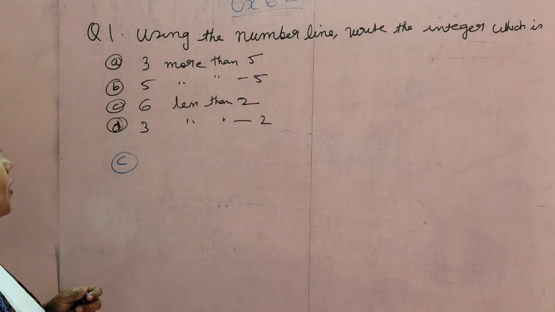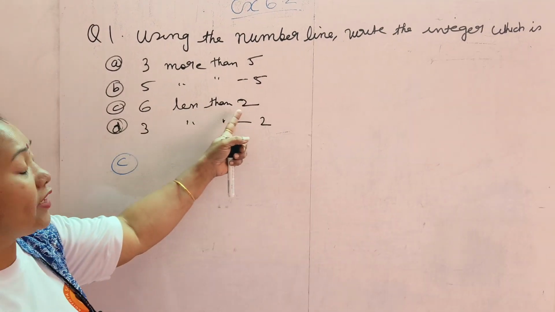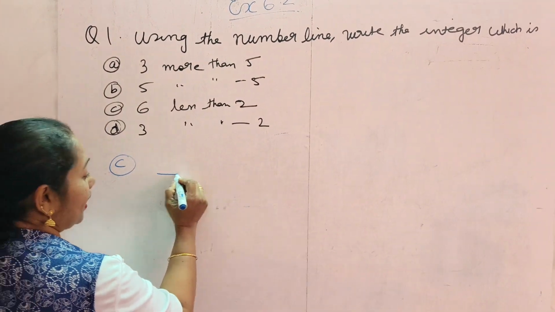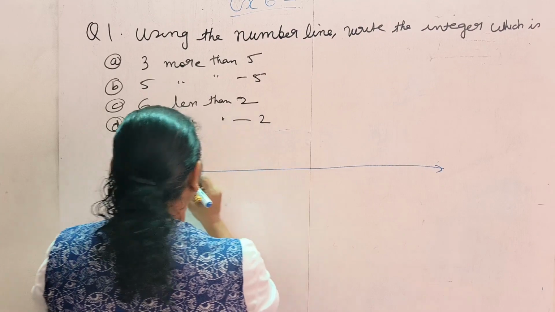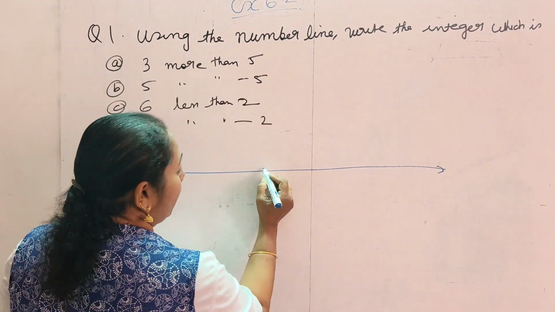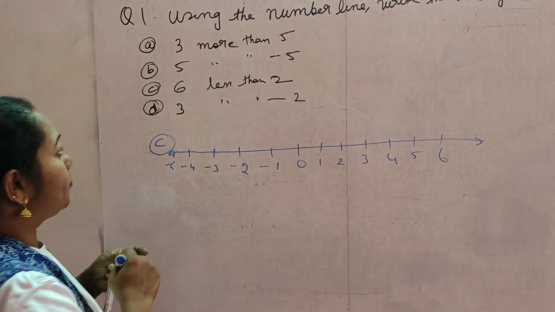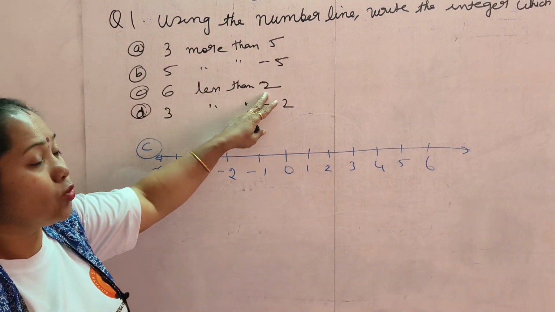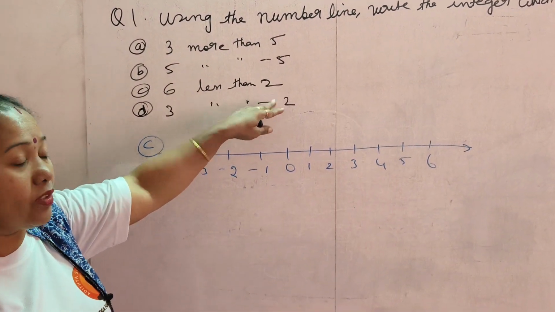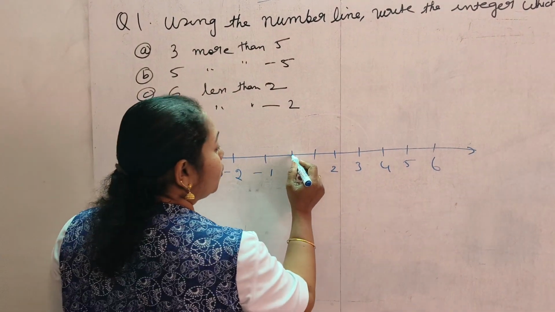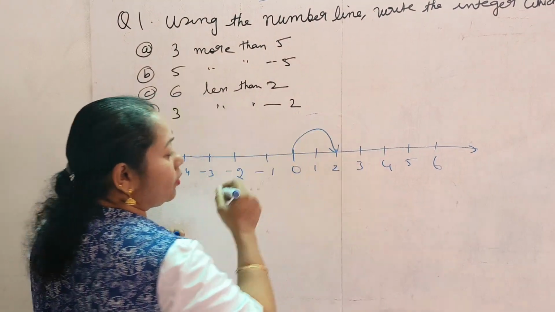Okay, C part. 6 less than 2. So first we have to put 0, 1. Now 6 less than 2. So first of all we will go towards 2. So 0 to 2.